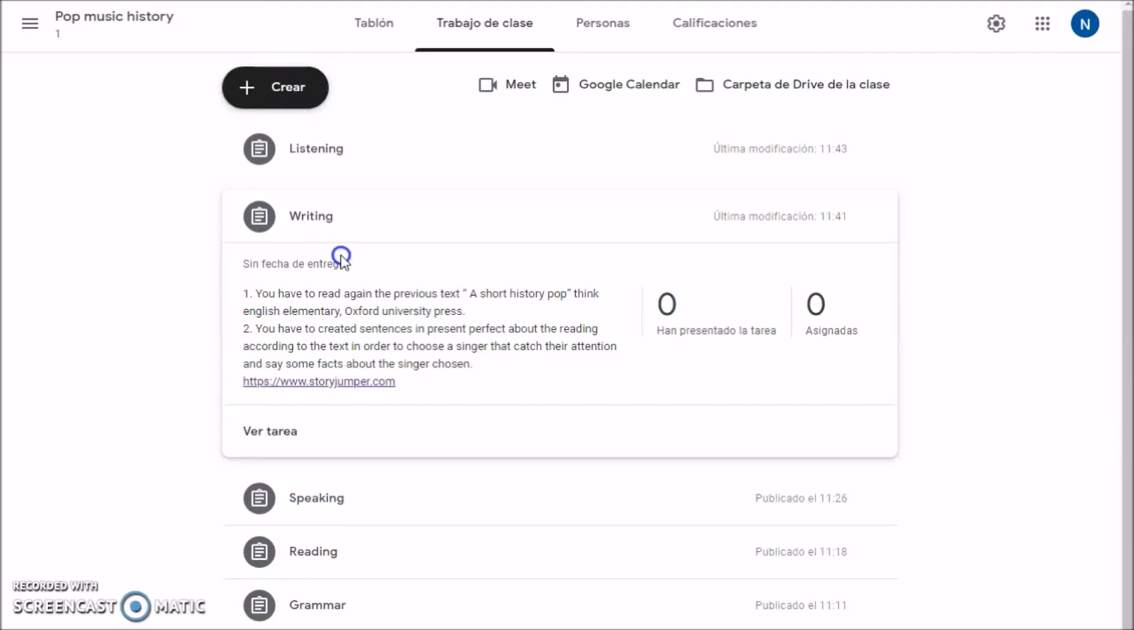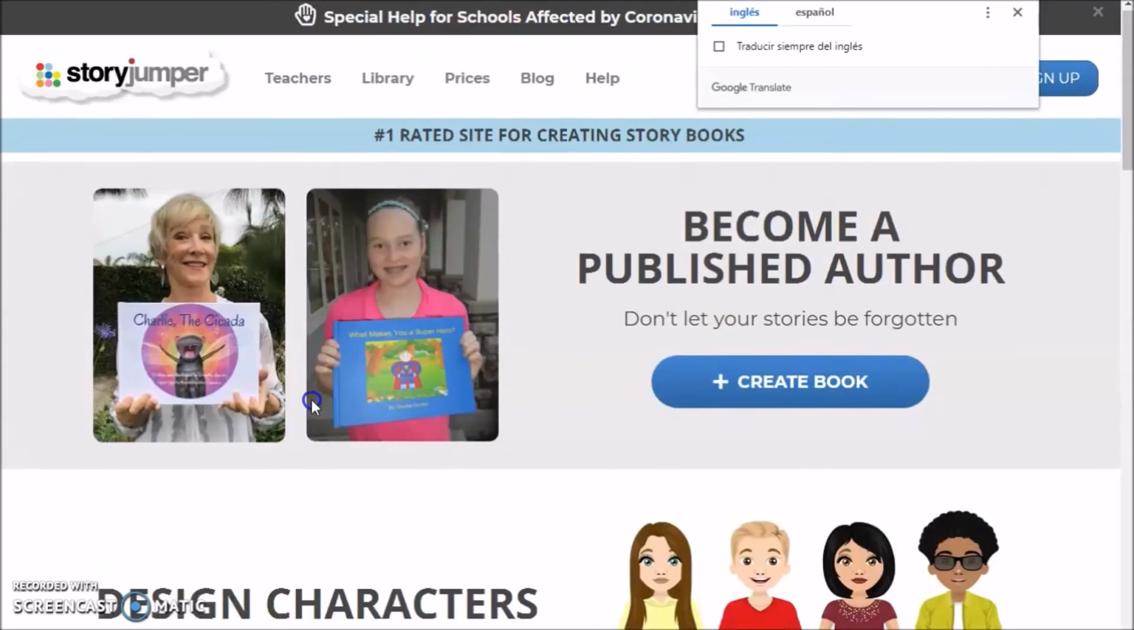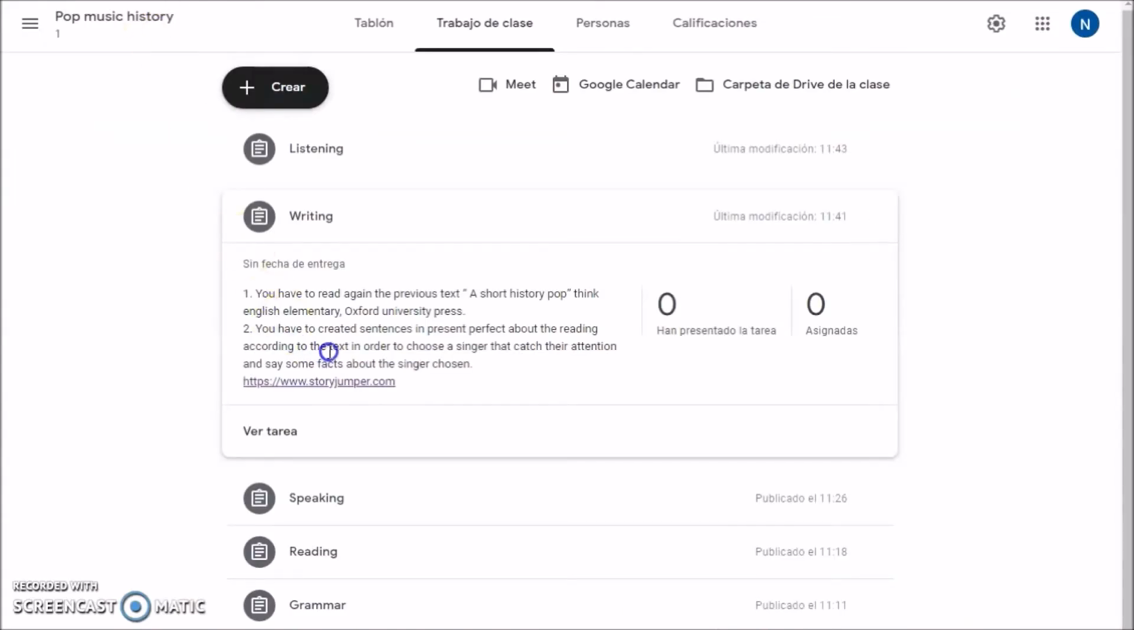Second, students have to create sentences in present perfect about the reading. According to the text, they should choose a singer that catches their attention and say some facts about the singer chosen, right? This is the website, Story Jumper. And that's it for the writing activity.